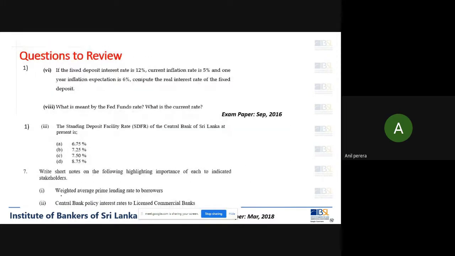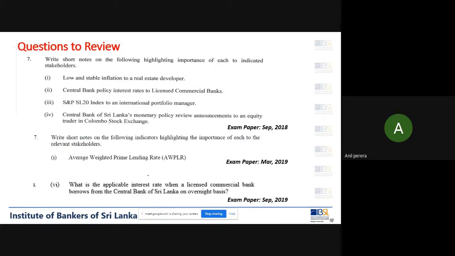And here there's a question, weighted average prime lending rate to borrowers. So central bank policy rate to commercial banks. Now here, it's not only definitions, you have to give some elaboration on the importance, right? Why these rates are important. I think we have covered them in our discussion.